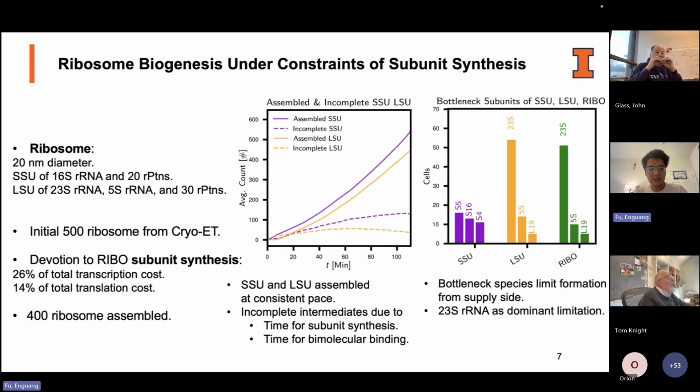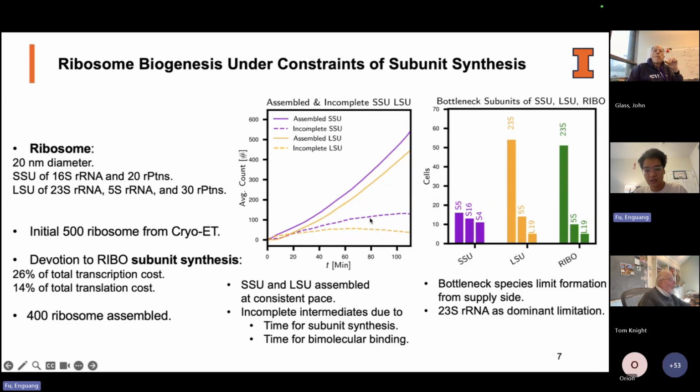The first example is ribosome biogenesis. A ribosome is the largest complex, 20 nanometers in diameter, and each subunit, small and large, is a ribonucleoprotein complex. In our simulation, a large fraction of cellular resources is devoted to the synthesis of ribosomal subunits, meaning the transcription of RNAs and mRNAs encoding ribosomal proteins, and also the translation of ribosomal proteins. At the end of the cell cycle, we are able to completely assemble 400 ribosomes.